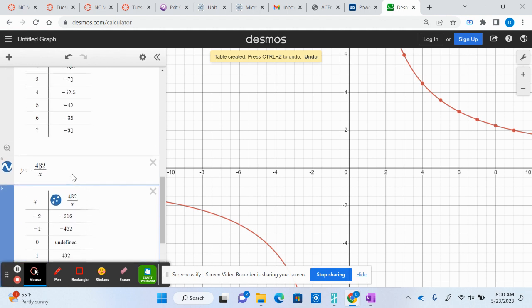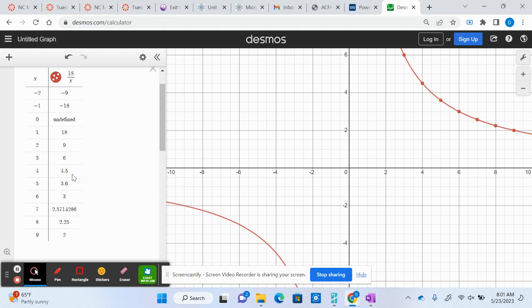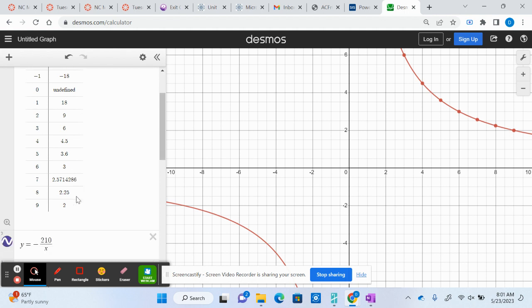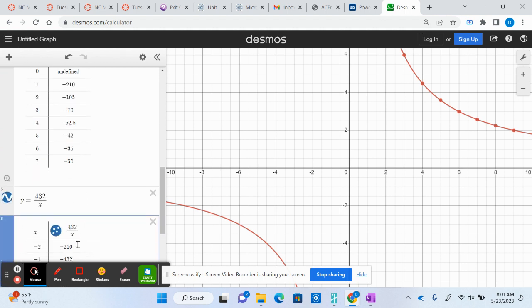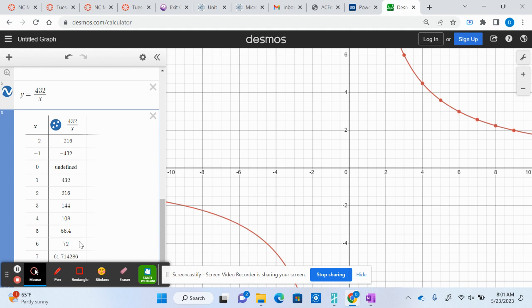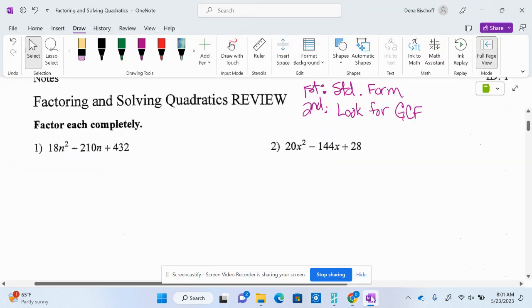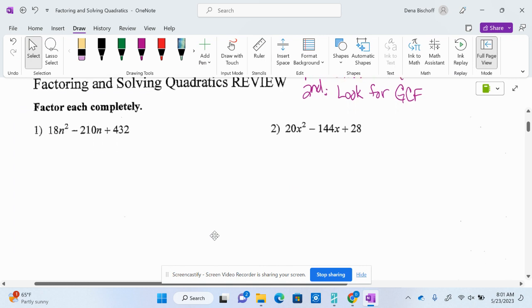So if they have decimals, are they divisible by that number? No. So let's see. 6 divides 18. 6 will go into 18 3 times. 6 divides 210 35 times. And 6 divides 432 72 times. If you have it in your calculator, you can see them all lined up, but that's exactly what you're needing to do. You're trying to find the greatest common factor, so a number that divides them all. So we are going to divide everything by 6.